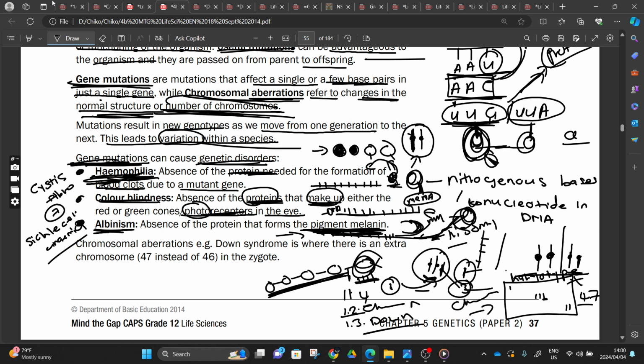It's hemophilia, it's not hemophilia, it's hemophilia. But since we are Africans and we are Africanizing these names, we are going to say hemophilia, habakuku, Halloween.